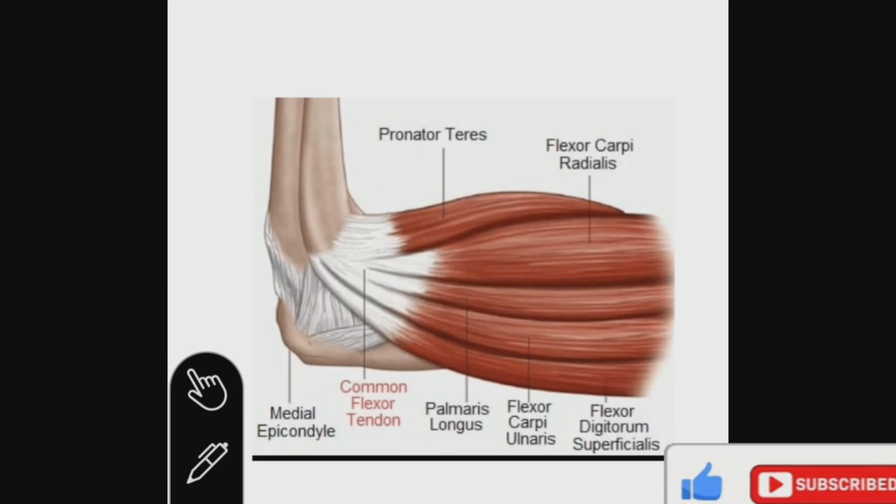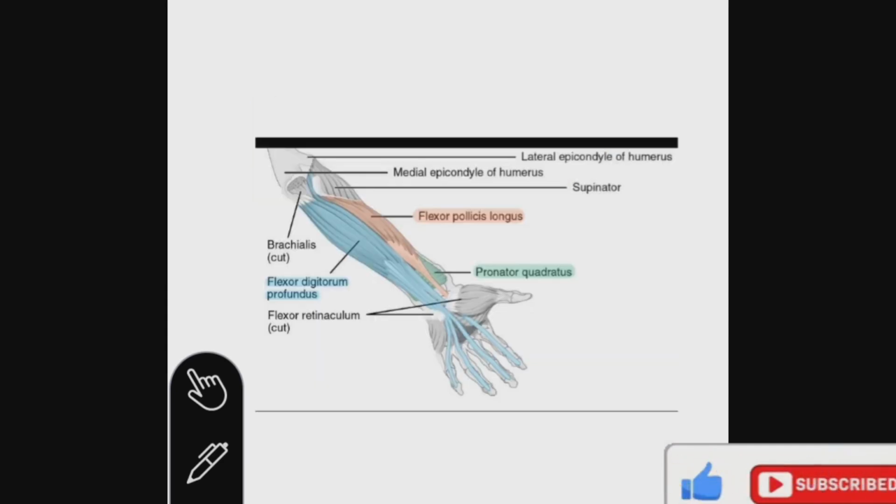The intermediate muscle is the flexor digitorum superficialis, innervated by the median nerve, originates from the medial epicondyle and inserts into the phalanges, is a flexor, it flexes the PIP joint, proximal interphalangeal joints. Then the deep layers. You have the flexor digitorum profundus, the flexor pollicis longus, pronator quadratus.